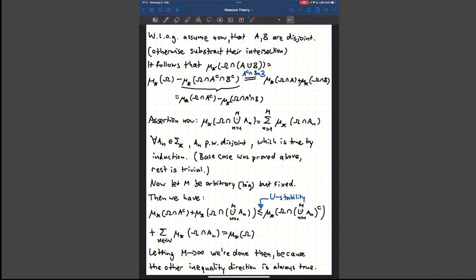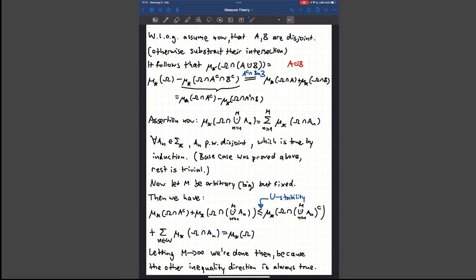It follows that this, and I have to say what this is. This means that we take the union of A and B in a disjoint way. So A and B are disjoint. That's basically what we assumed also in the beginning. Okay. Because if they are disjoint, you can subtract this term from it and it's the same. But just if they're disjoint, otherwise this would be wrong.